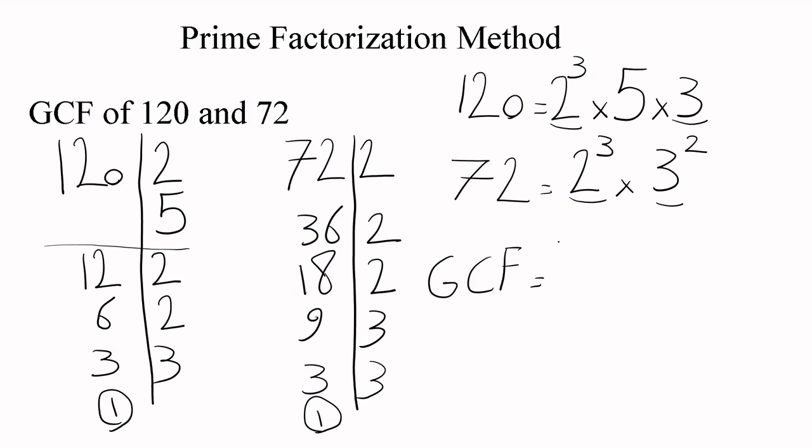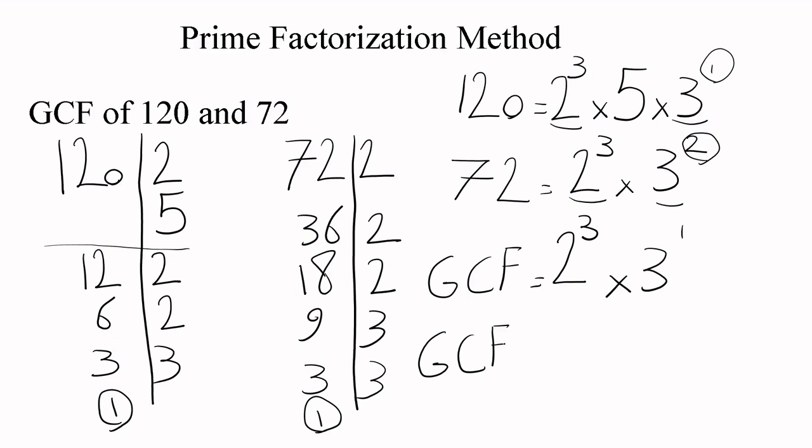So the first common one is 2. The power of 2 here is 3, and the power of 2 here is 3 too. So which one is the smallest one? There's no smaller one, both of them are equal. So I write 3. What about 3? The power of 3 here is 2 and the power of 3 here is 1. So which one is the smallest one? Of course, 1. So GCF is equal to 8 times 3, which is 24.